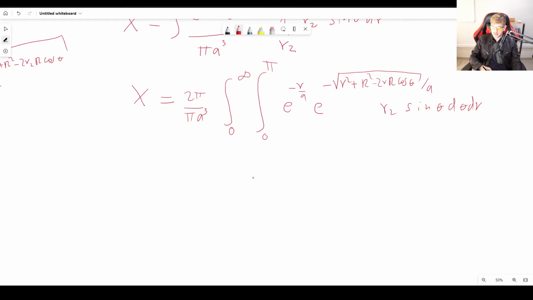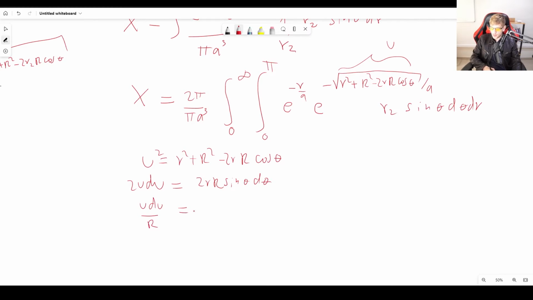And now exactly the same as before, we will say this thing right here is u. So u is going to be, or u squared rather, will be r squared plus big R squared minus 2r r cosine theta. 2u du will be 2r r sine theta d theta as before. So u du over big R will be r sine theta d theta.